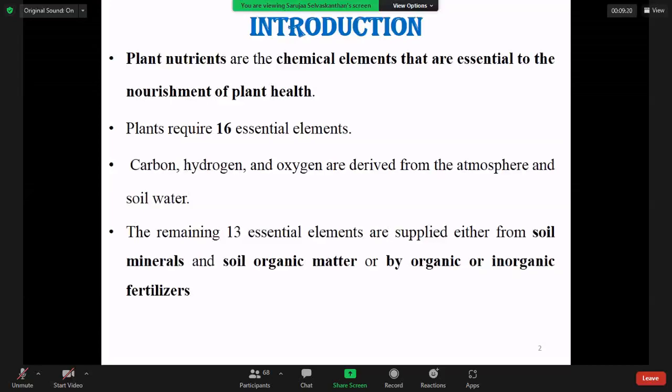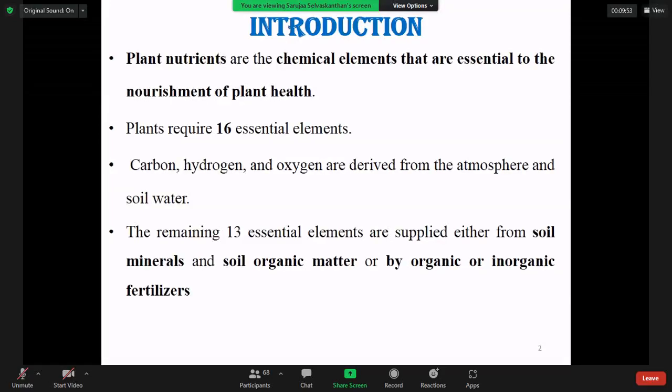They are the source of these nutrients. What are the sources of these nutrients? You have to know. What are the ways you are applying these essential nutrients to the plants? You can apply by fertilizers and from soil minerals and from soil organic matter, also even from the atmosphere, soil, water. Okay? Clear?